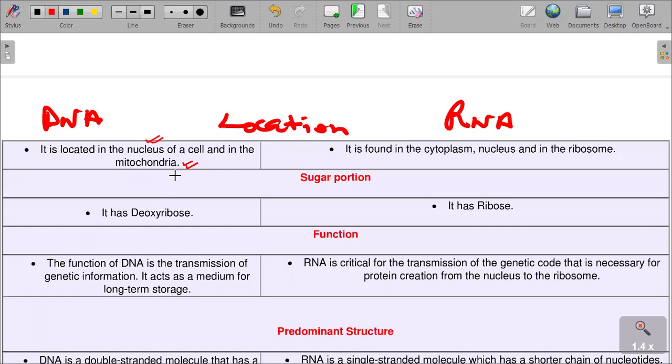In the nucleus of a cell and then in the mitochondria, which of course is in animals; at another time you might be asked about plants. That is to say, in plants it is found in the chloroplast. So RNA is found in the cytoplasm, it is found in the nucleus and also in the ribosomes. So what you can see is that there are different locations here.